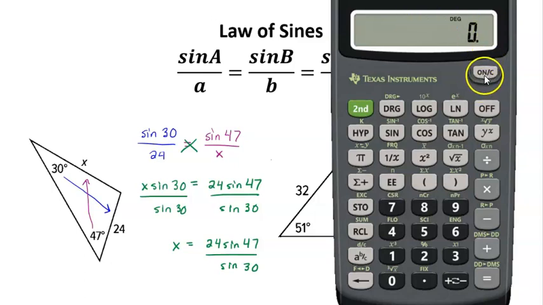All right, so with our handheld, we're going to clear it out. We've got 24 times, and then don't forget that that angle is going to be written first before the sine function. So we're going to say times 47 and then hit your sine button. And then if you feel better, go ahead and hit equals. Then we're going to divide that by 30 and then hit the sine function. And then don't forget to hit equals at the end. And that means that x is going to be 35.1.